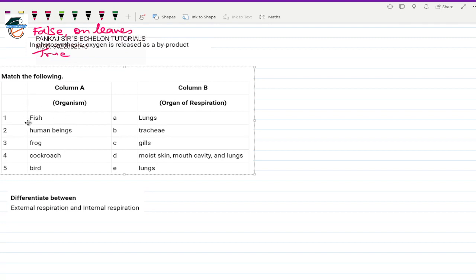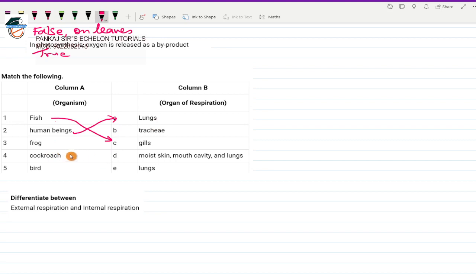Now fish, human beings, frog, cockroach, and bird are given on the left hand side, and lung, trachea, gills, etc. are given on the right hand side. So you have to just match it. Okay. So fish, I will go with the gills. Fish will go to gills. Then human beings, should it be lungs? Yeah, human beings should be lungs. Okay. So I'll go to this lungs, right?